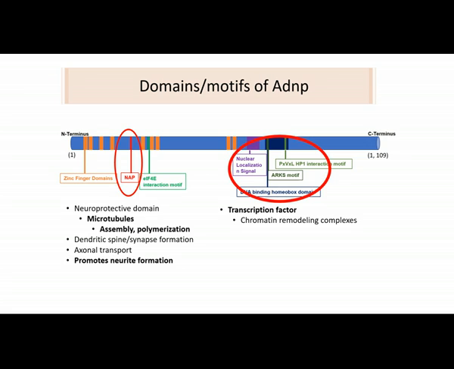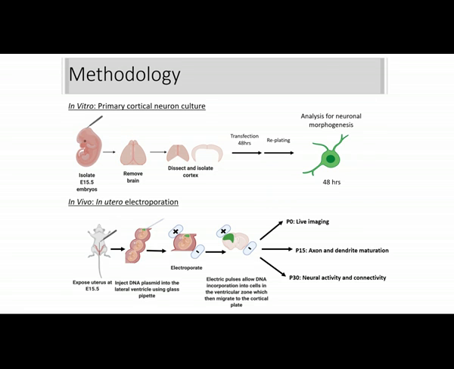However, there are limited studies about the ADNP functions during neurodevelopment. Therefore, we analyzed the functions of ADNP in cortical development. We used in vitro and in vivo methods. In the in vitro primary cortical neuron culture, we prepared cortical neurons at E15.5 and transfected with shRNA. After 48 hours, neurons were replated and cultured an additional 48 hours.